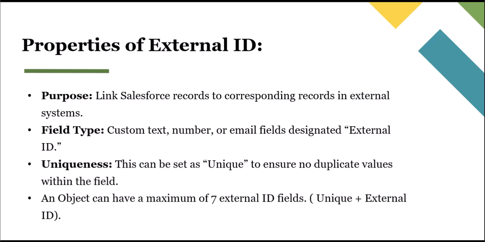After that, one more limitation is there. An object can have a maximum of 7 external ID fields. That means in that we can have unique or external IDs. For example, on a particular object, if we have 4 unique fields, that means on that object we can only create 3 external ID fields. And another example, if you have 5 external IDs, then we can make only 2 unique fields on that particular object.